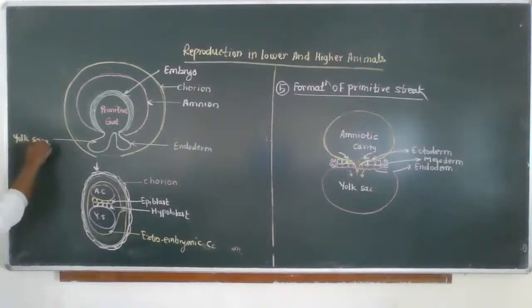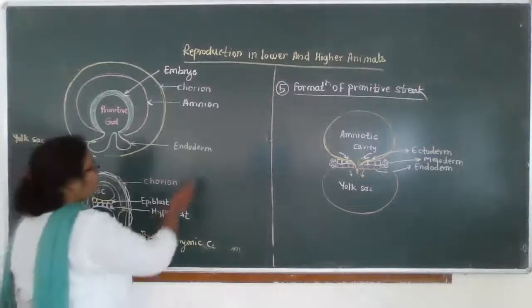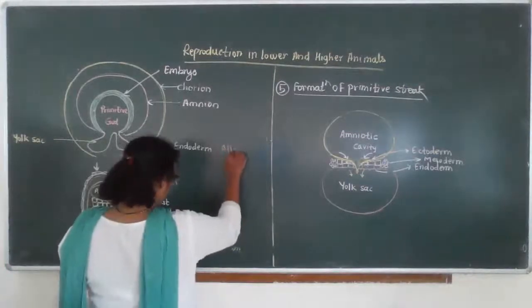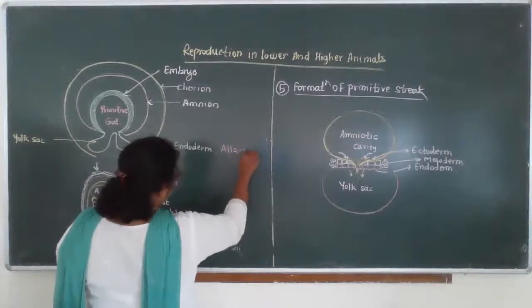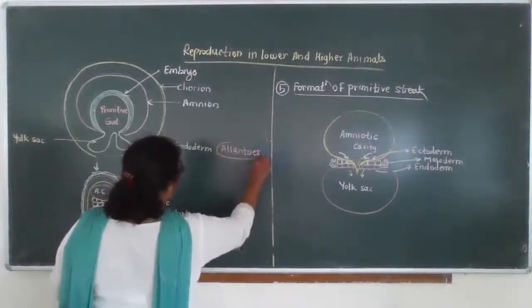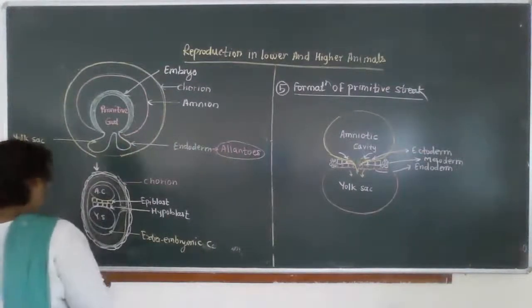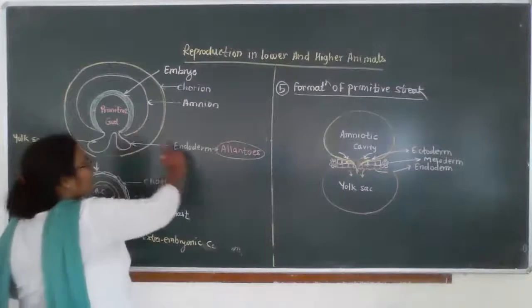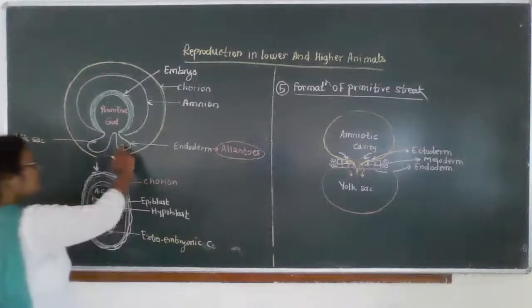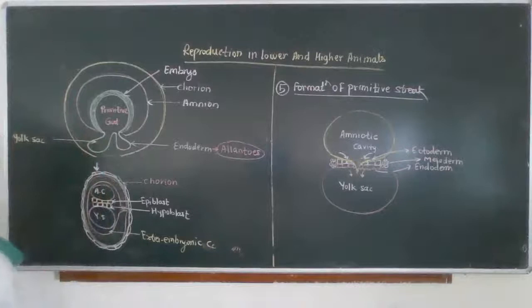Yolk sac. Okay. Then, this endoderm is further forming the allantois. This endoderm, which is an extension of the primitive gut, especially the extension of the primitive gut, is called the allantois. This is the allantois, right? The role of the allantois is the formation of blood vessels during placenta formation.